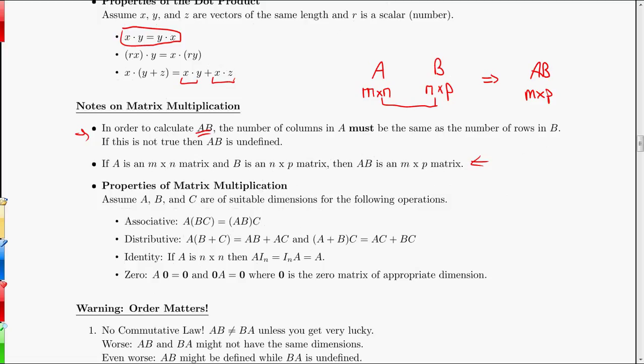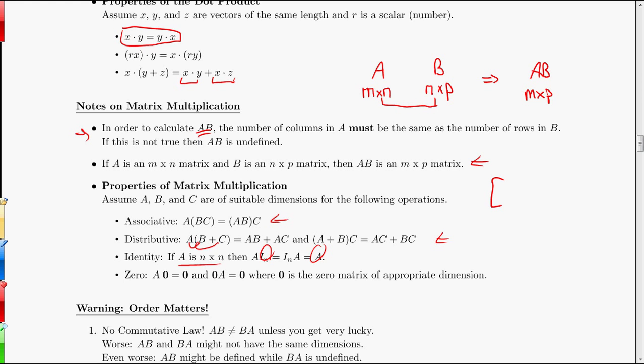Properties: we have the associative property. That's nice. It doesn't matter how you group them. Matrix multiplication distributes over addition. That's nice, from the left or from the right. If A is an n by n matrix, you can multiply it by the identity matrix, and you get that same matrix back. And that's the beautiful thing of the identity matrix.